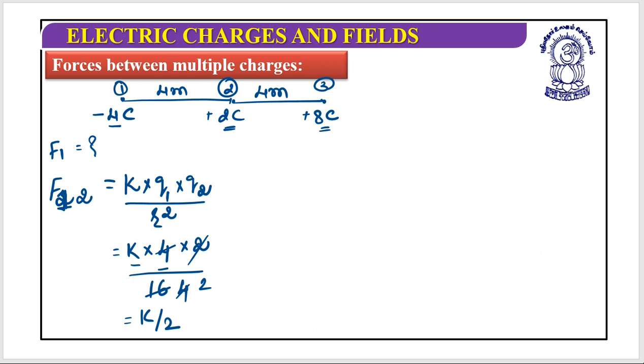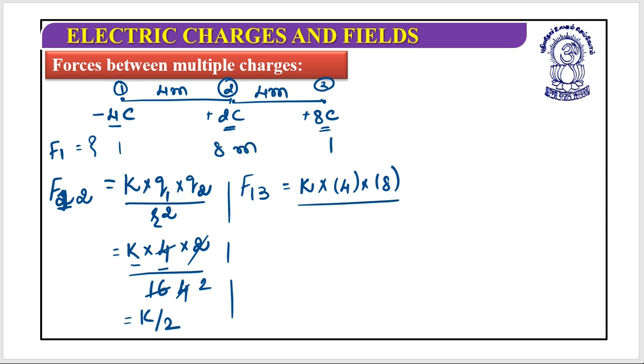Again one more time, do not be in a hurry to put a value of K. We would put it at a very last stage. Next, force on the first due to the third charge. This is equal to K multiplied by the first charge, which is 4, and the second charge, which is 8, divided by the square of the distance between these two. This distance you need to calculate. This is 8 meter, so that should be the square of 8, which is 64. So now 8 8s are 64 and this is 2. Even this has the same value. This is K by 2. So half of the task is done.